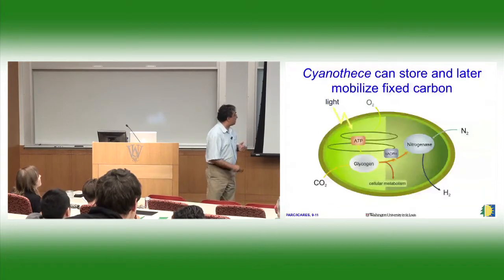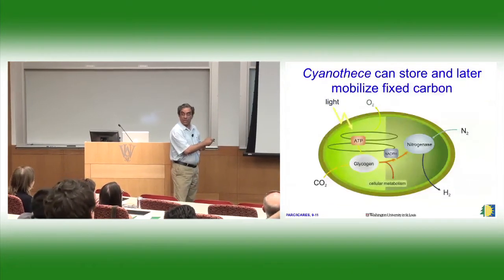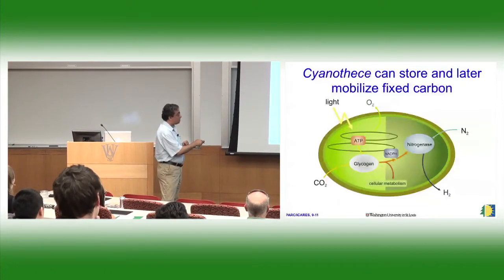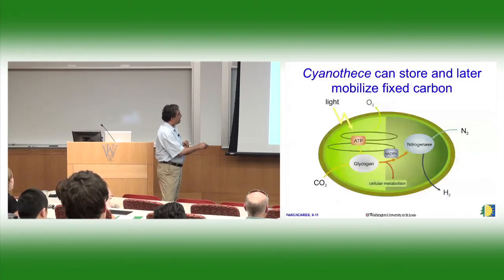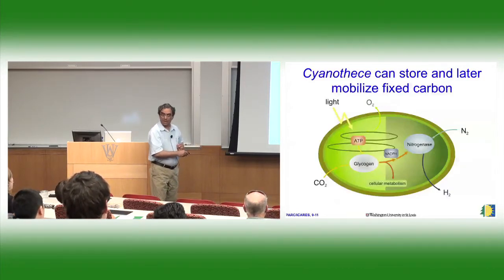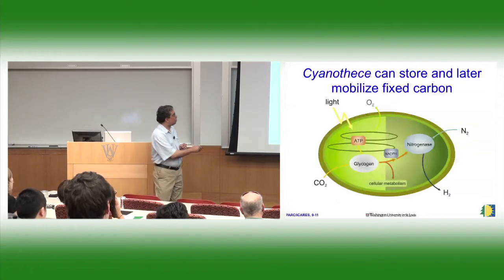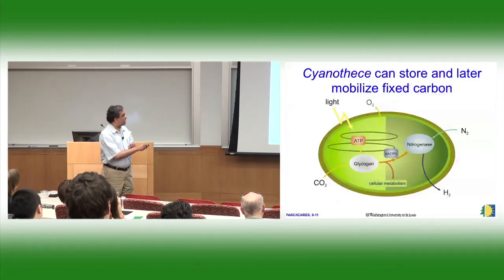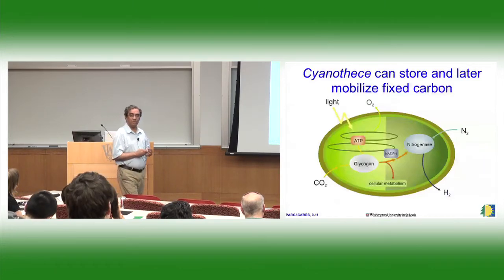Okay, so glycogen granules are important. Cyanobacteria can store and later mobilize the fixed carbon. And here is the cartoon diagram that says, okay, you do photosynthesis, make glycogen in the daytime, and at night time, you can just utilize this glycogen, and then from the energy that's derived from that, you can do lots of cellular metabolism. One of them is fixation of nitrogen. This reaction is mediated by this enzyme called nitrogenase, and we'll talk about that a little bit more.